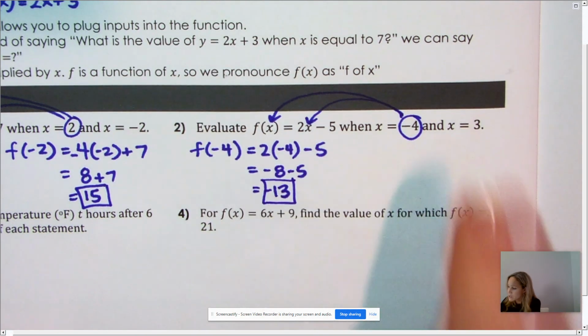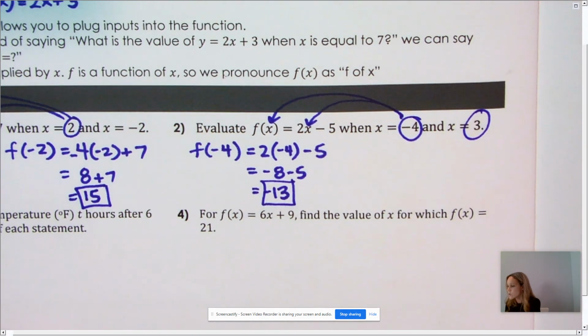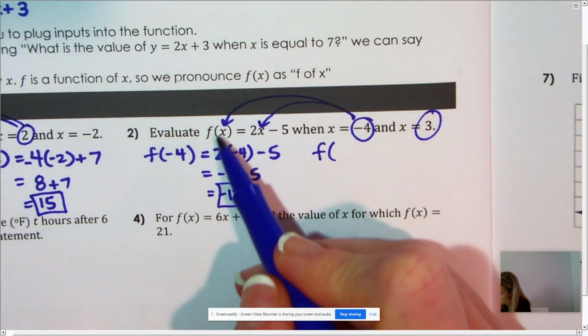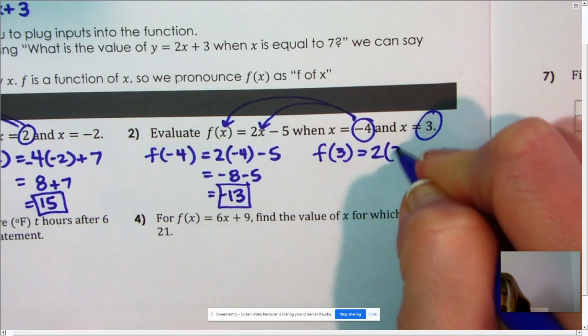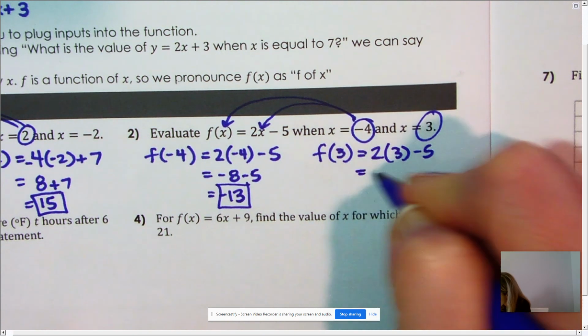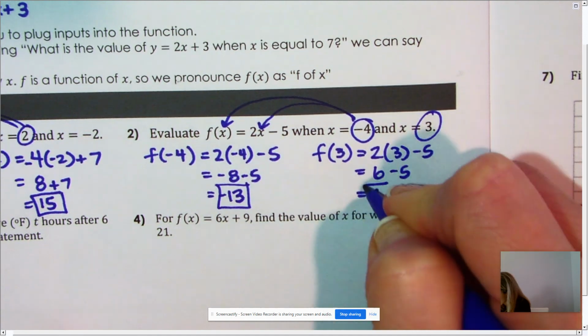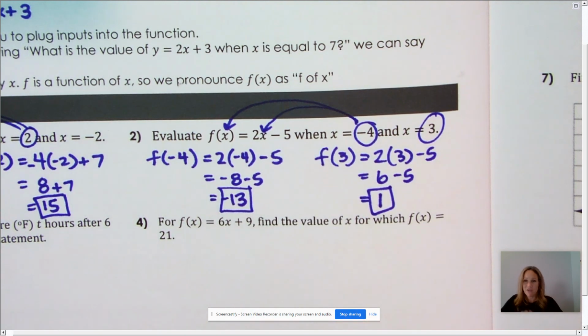But remember, this is actually 2 problems in one because they want me to do the same thing now when x equals 3. So I'm going to write it again. F of, instead of x, we're going to plug in 3. F of 3 is equal to 2 times 3 minus 5. 2 times 3 is 6. 6 take away 5 is 1. So don't you guys feel so fancy when you write all this math stuff and you're like, I totally know what that means.